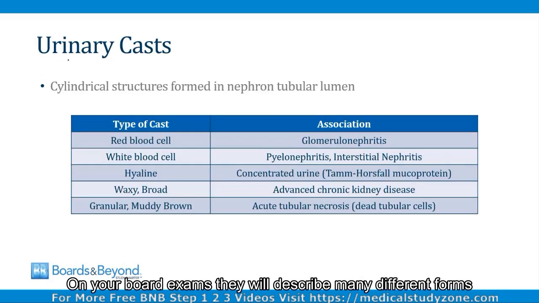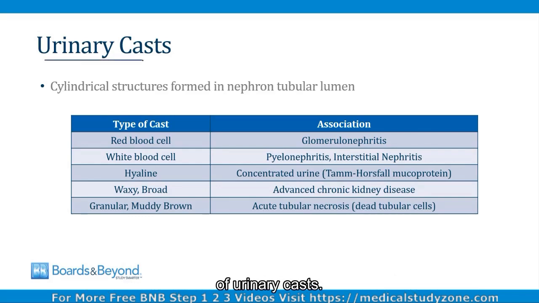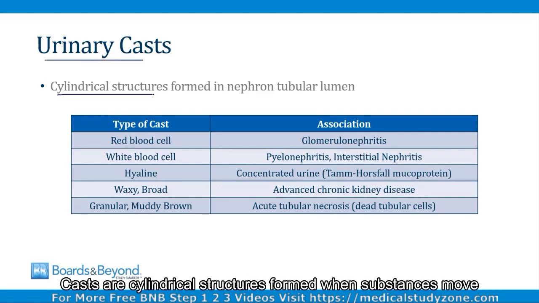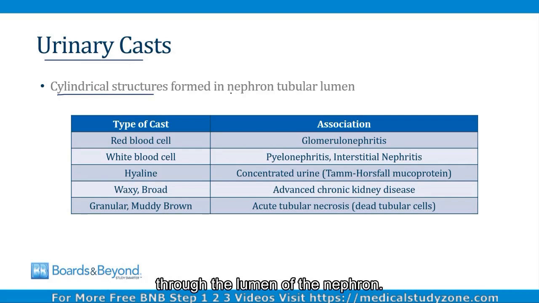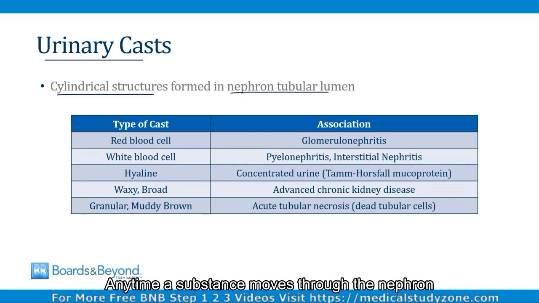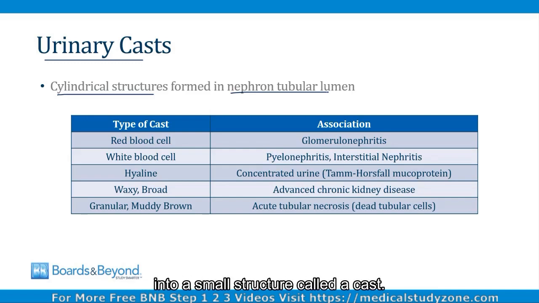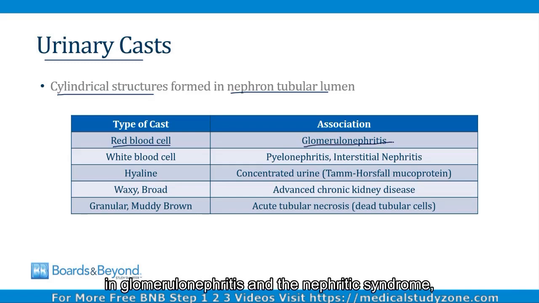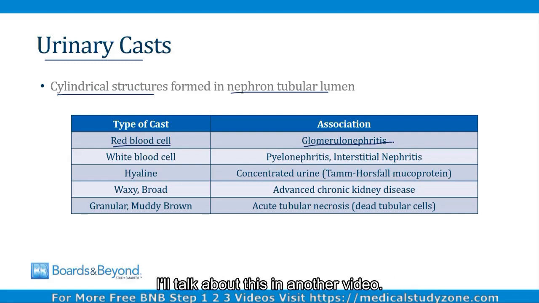On your board exams, they will describe many different forms of urinary casts. Casts are cylindrical structures formed when substances move through the lumen of the nephron. Anytime a substance moves through the nephron, it's going to be compacted into a small structure called a cast. Red blood cell casts are what are seen in glomerulonephritis and the nephritic syndrome. I talk about this in another video. White blood cell casts are usually seen when there is pyelonephritis, meaning infection of the kidneys.